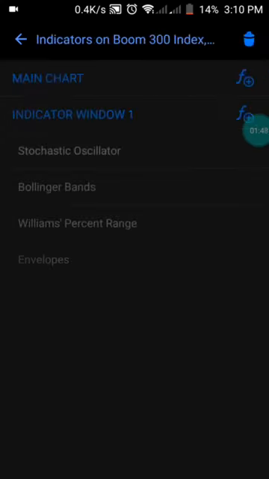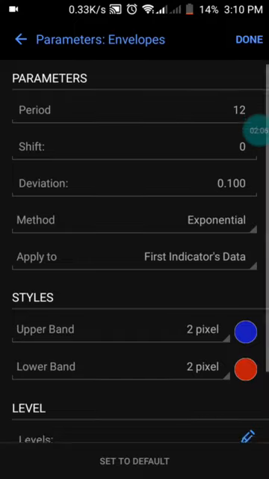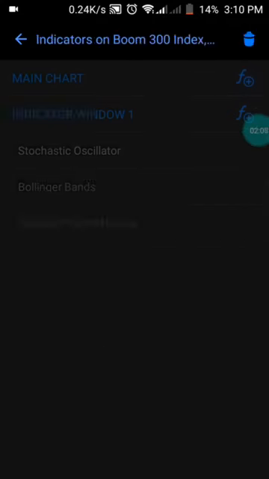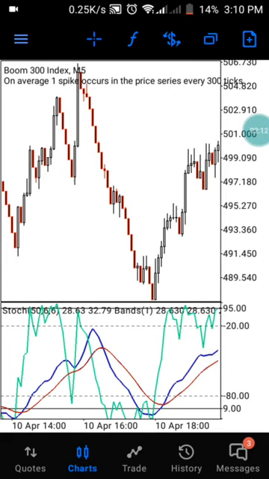You can press on done, and I have my envelope, with a period of 12, the shift of 0, and I have my deviation at 0.100. I have my method to be exponential. I have applied to first indicator data. Then the upper band and the lower band are in this color, so you can also choose any color of your choice. Then you press on done. When you have this, you will have the same settings I have here on my chart.